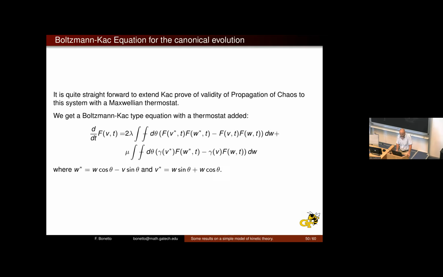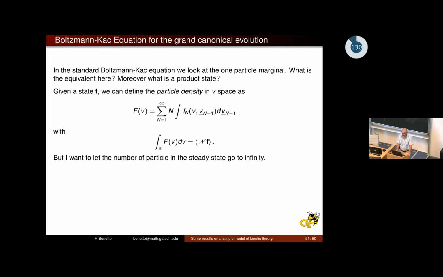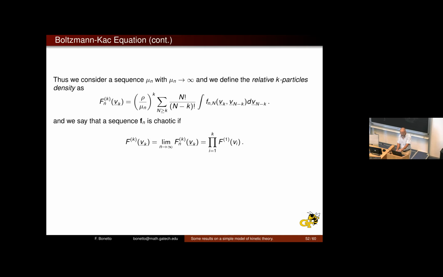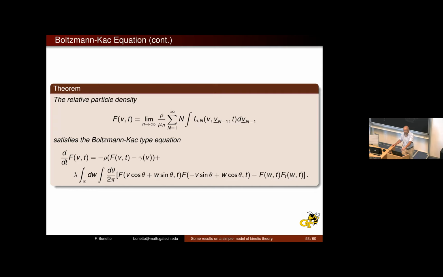When you go to the system with the grand canonical, then things get more complex because the number of particles changes. So the density of particles is the interesting thing to look at, not the probability itself. So it's not easy to define, but you define a product state as something like this, the Poissonian state. You can define the density and the chaotic property in a little more complex way by looking at all possible n-particle structures. And then you take the limit when the number of particles, mu, goes to infinity. And with all this, you again get a Boltzmann-Kac equation with a convergence in the number of particles plus the usual term you had before.